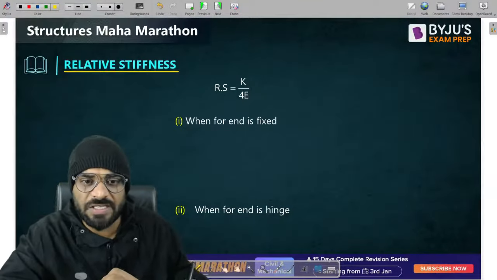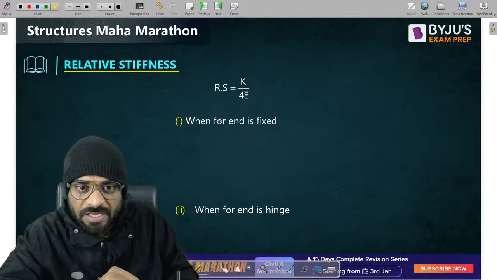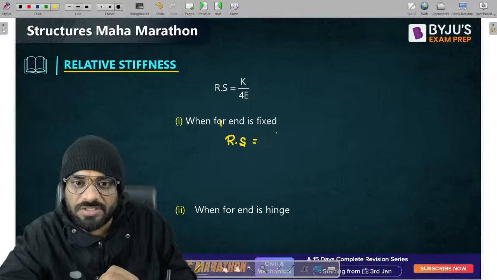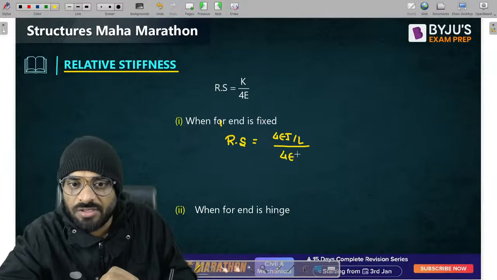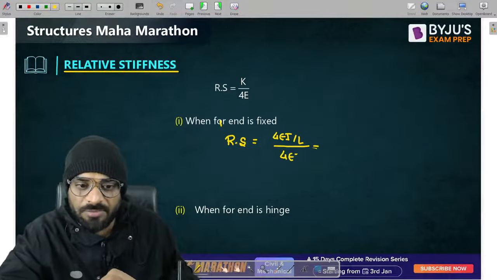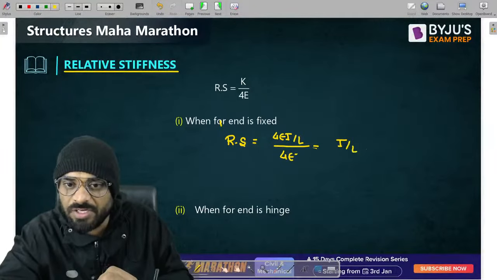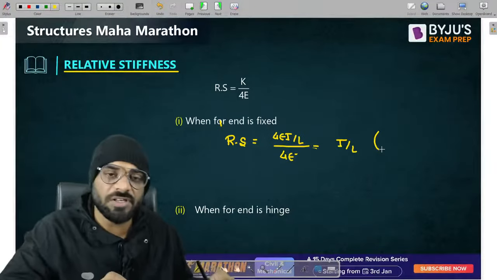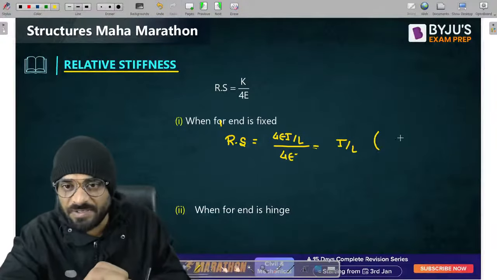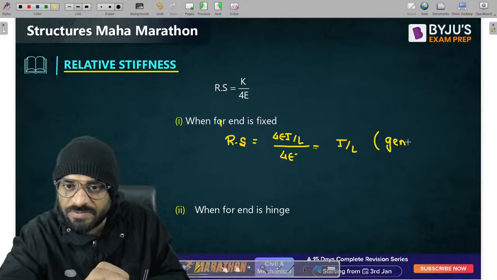Now, you know that if the far end is fixed, then the relative stiffness value is equal to how much? It should be 4EI by L divided by 4E. Now, if you cancel 4E with 4E, our value will become I by L. Please remember this point. If it is not written for which particular condition we have to find the relative stiffness, kindly consider the far end as fixed. This is the general case.